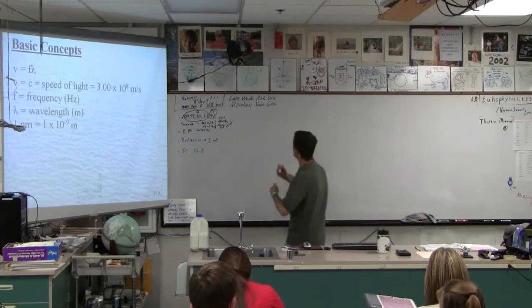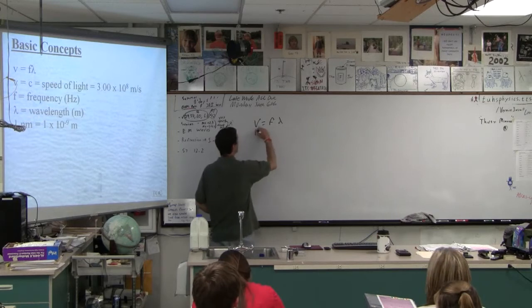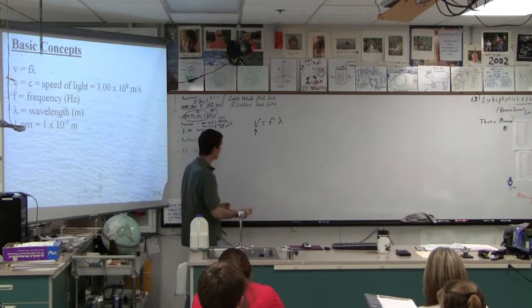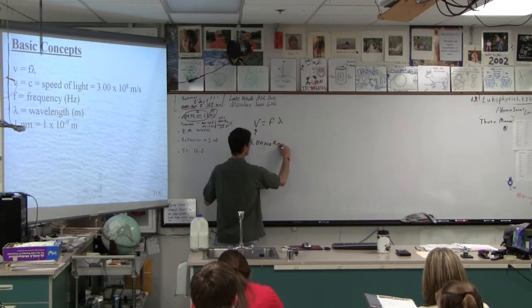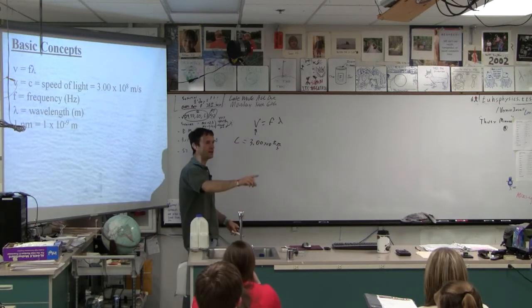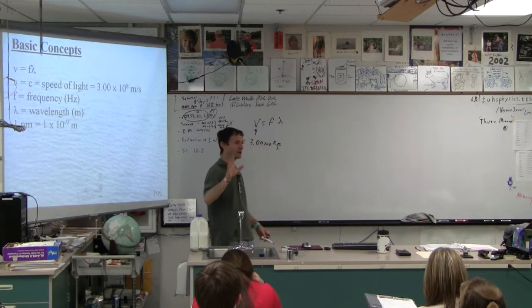Okay, so this is the basic concept. We're going to use this formula: v = fλ. And this is key concept number 1: the speed for all of these things is 3.00 times 10 to the 8th meters per second. Electromagnetic waves all travel at the speed of light. Light is one of the kinds of electromagnetic waves, but they all travel the same speed.